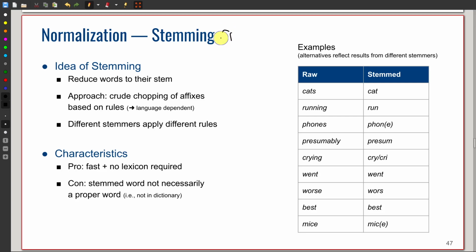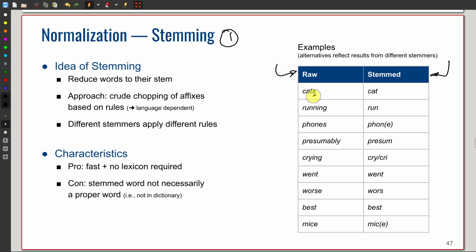Stemming is the first approach. How do we do stemming? Well, it's pretty simple. We design rules to do the chopping of prefixes and suffixes. These rules can be language dependent, and so people have come up with different stemmers that apply different rules even for the same language. For example, let's take a look at these raw strings and their stemmed outputs.